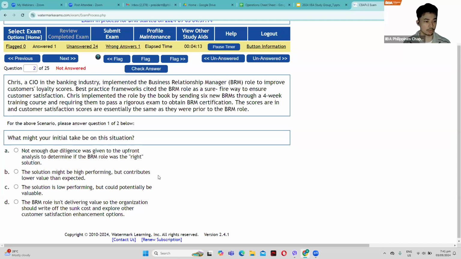Number one is, what might your initial take be on the situation? A, not enough due diligence was given to the upfront analysis to determine if the BRM role was the right solution. B, the solution might be high performing but contributes lower value than expected. C, the solution is low performing but could potentially be valuable. D, the BRM role isn't delivering value, so the organization should write off the sunk cost and explore other customer satisfaction enhancement options.